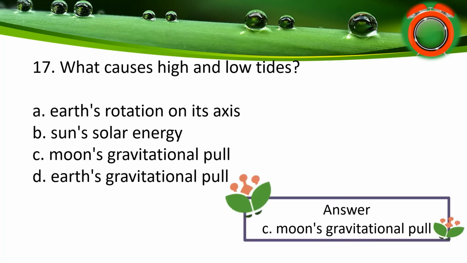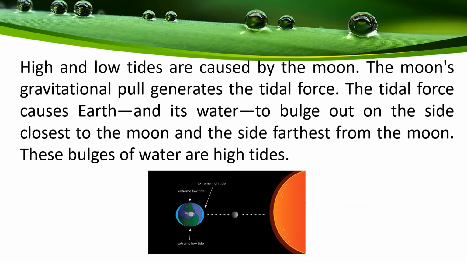Moon's gravitational pull. High and low tides are caused by the moon. The moon's gravitational pull generates the tidal force. So, ang tanging tatandaan lang natin, basta high tide o low tide o basta tide, siya ay dahil sa gravitational pull na nanggagaling sa moon.